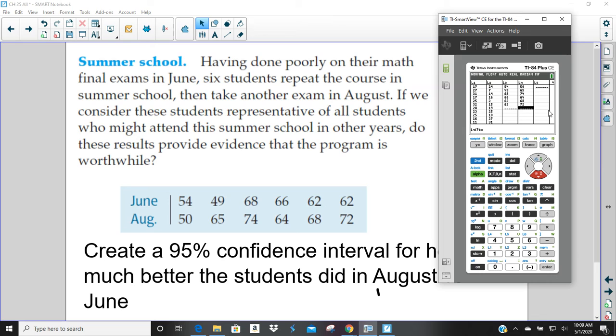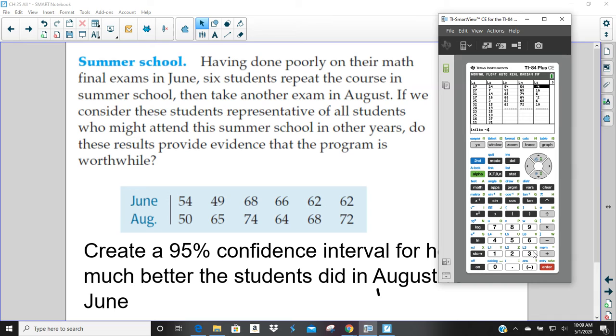Now I'm going to go over to my L5. I can see that they did better in August versus in June, so I'm going to do August, which is second for me, L4. Yours might be L2 minus L3. So I'm taking the August minus the June, in this case L4 minus L3, on L5. Please practice this because it's kind of tricky. I hit enter, and there are my differences.